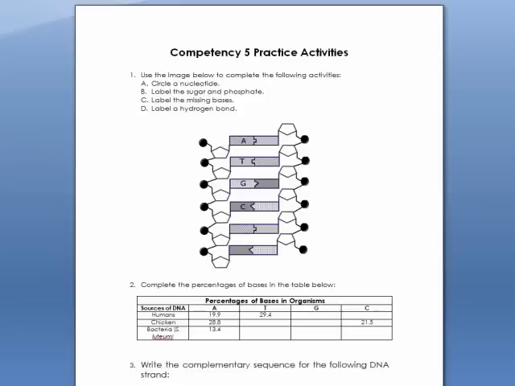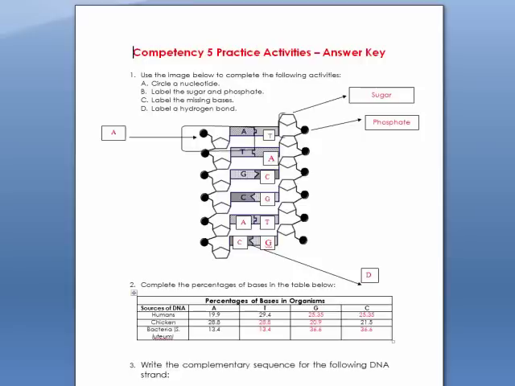This is the Competency 5 practice activity sheet I asked you to download. By now you should have completed the sheet. Now we will look at the answers. Use the image below to complete the following activities.